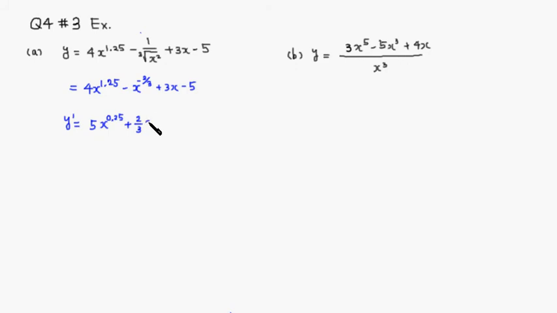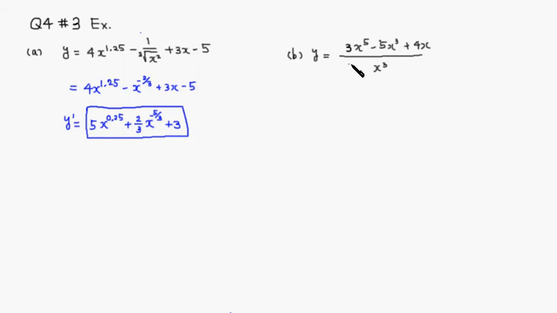Then you have x, and subtract 1 from negative 2/3, so it's going to be negative 5/3. Then the derivative of 3x is 3, and the derivative of negative 5 is 0. So that's the derivative of the given function. And let's look at part B.